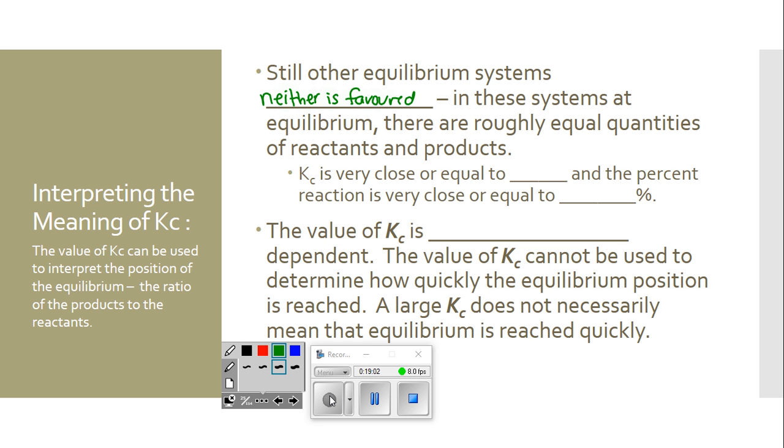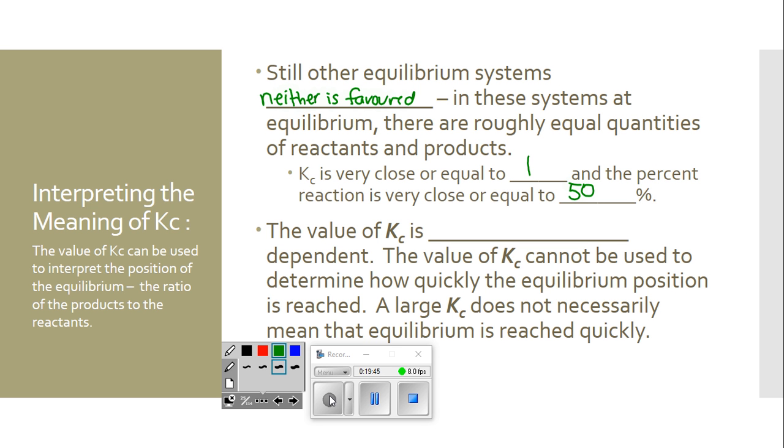So in some systems, neither is favored. In other words, there's roughly equal quantities of reactants and products. And when we say quantities, we're talking about moles. That's what we mean in chemistry. In this scenario, KC would be very close or equal to 1, and the percent reaction would be very close or equal to 50. Now, very close is not a very definitive term. So if I'm going to ask you about this, I try to make the number so far away from 1 or so far away from 50 that you couldn't misinterpret what it means.